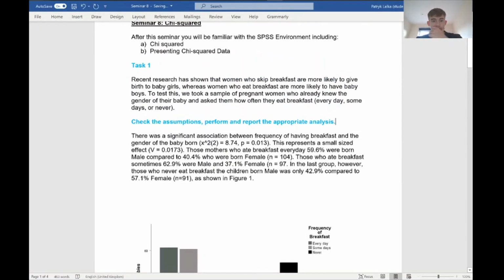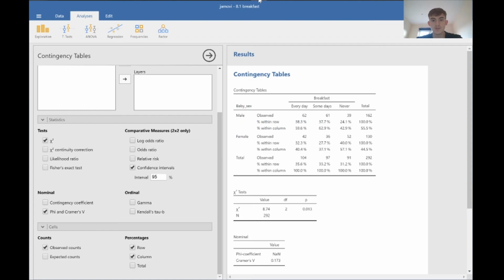So I wrote there was a significant association, because of this p-value here, between frequency of having breakfast and the gender of the baby. Again, you can just write x to the power of 2, then the degrees of freedom with the 2 here, and then your value. Then I just write this represents a small sized effect. Again, it doesn't matter which way around you write all the data, as long as it's all there. So of those mothers who ate breakfast every day, as we saw, 59.6% were born male, compared to 40.4% who were female. So obviously this adds up to 100%, and then the n is just the total here for the column.